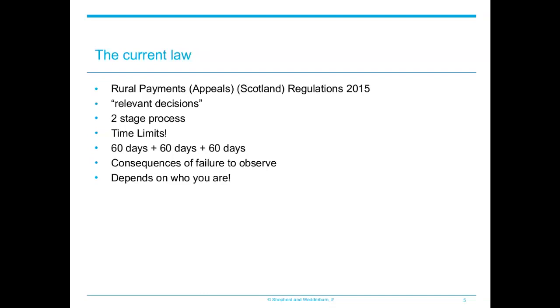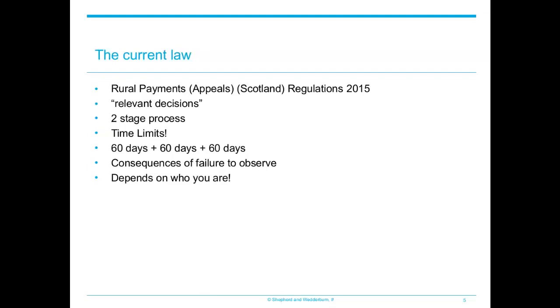The appellant has 60 days from the date of a decision to make an appeal. The Department has 60 days from the date of receipt of the appeal to hold a review hearing, and the Department has 60 days from the date of the review hearing to issue a decision, and the appellant has 60 days from the date of the decision to make an appeal to the Scottish Land Court.